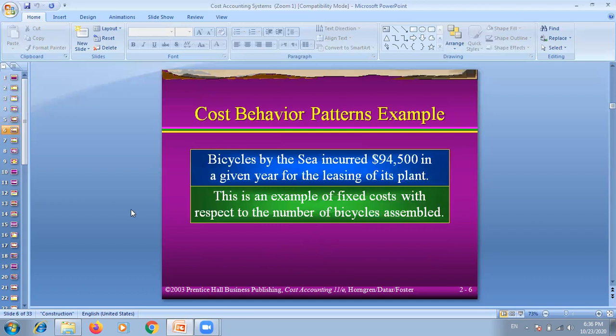Now, Bike by the Sea incurred 94,500 in a given year for the leasing of its plant. So the rent paid per year is 94,500. This is an example of fixed cost, rent, with respect to the number of bikes assembled. If I assembled 1,000, 2,000, 3,000 up till the full capacity, I will not pay more or less than 94,500. So this is fixed cost in total. If divided by 1,000 or by 2,000 or by 3,000, the per unit cost will be different. So fixed cost is fixed in total, but variable per unit.